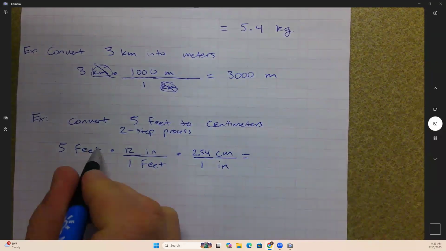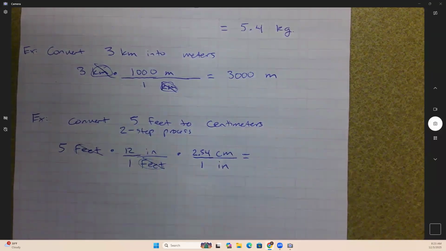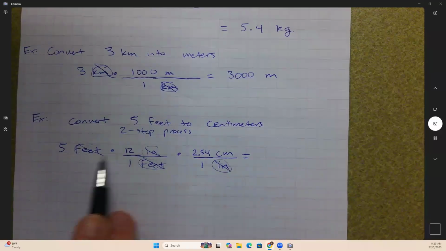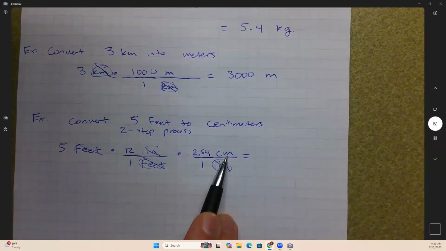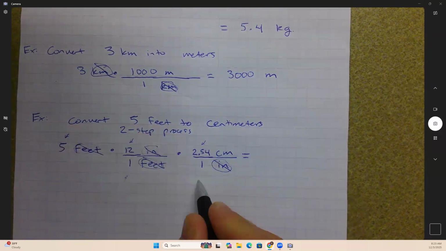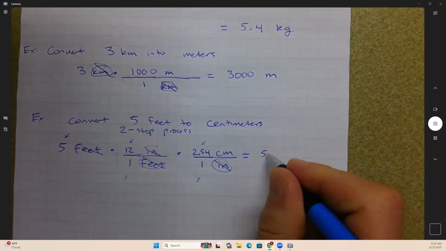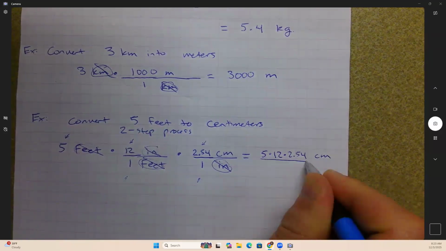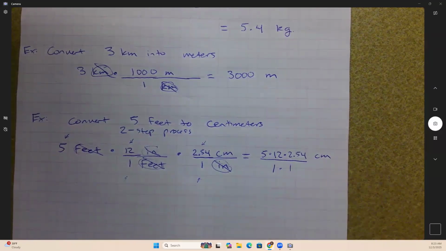And I do some unit cancellation. There's feet, cancels with those feet. And now these inches cancel with those inches, and I'm going to be left with centimeters as my only unit, which is what I wanted. Now I gather the numbers 5, 12, and 2.54 with ones on the bottom. So it's going to be 5 times 12 times 2.54 centimeters with a couple of ones multiplied by themselves on the bottom. Right now, it's always going to be ones on the bottom, but in the future, it might not be. So it is a good idea to have those.